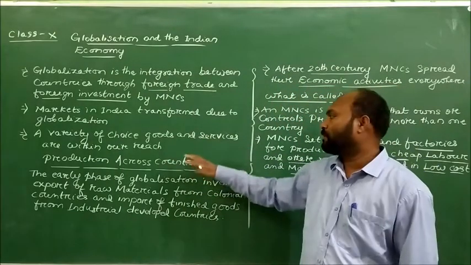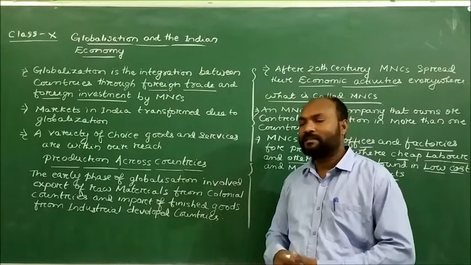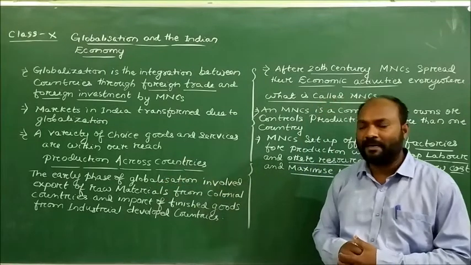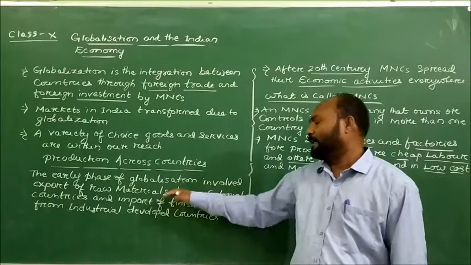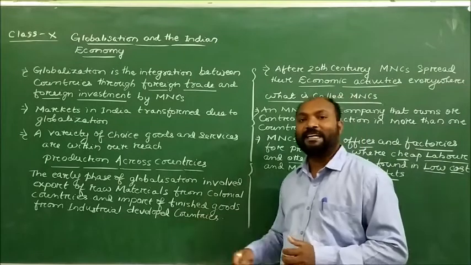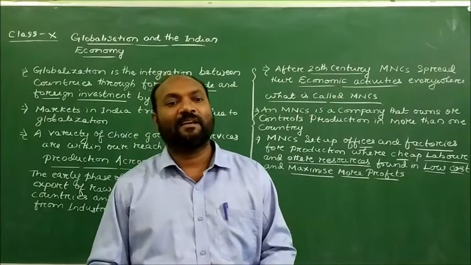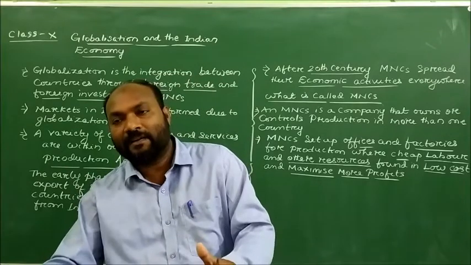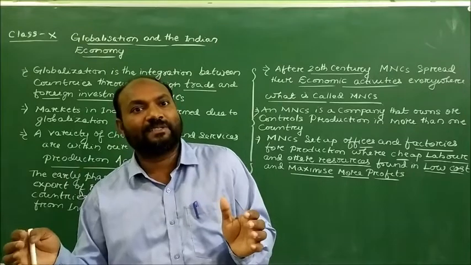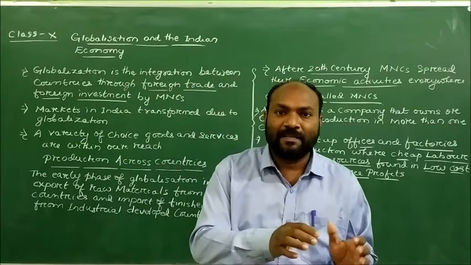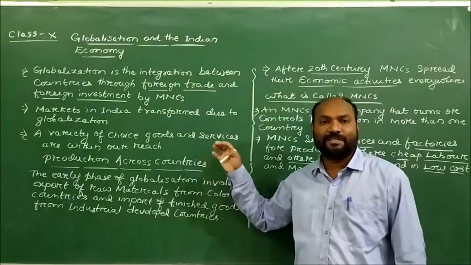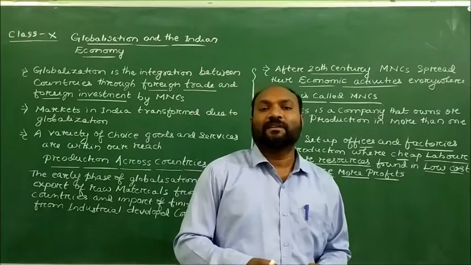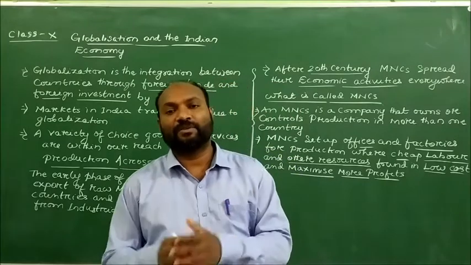Right now, we are going to talk about production across countries. So dear students, the early phase of globalization involved exporting raw materials from colonial countries and importing finished goods from industrially developed countries such as the USA or England. From these industrially developed countries, finished goods were exported to different countries. That means from the colonial countries, the raw materials were sent to the industrially developed countries, and from there the finished goods were sent to the underdeveloped countries, and through that they used to carry out trade activities.